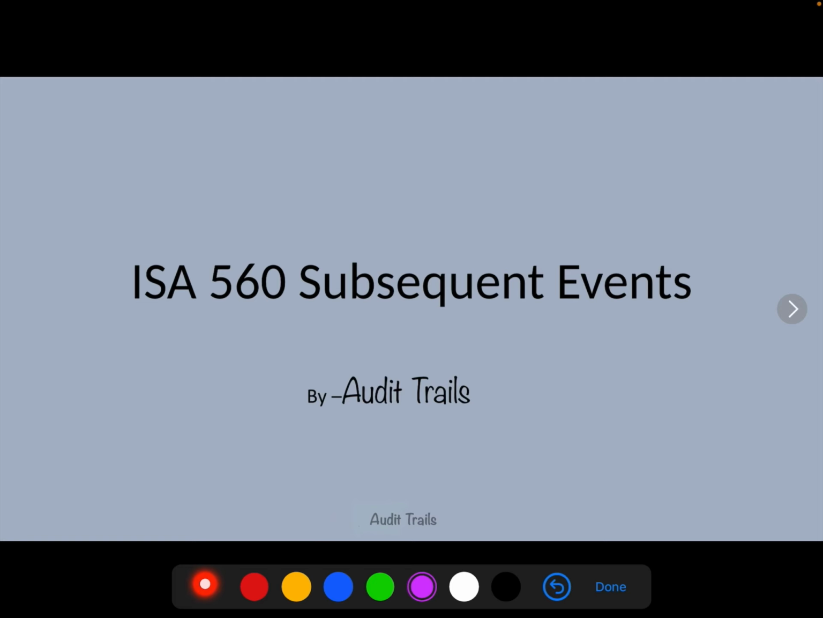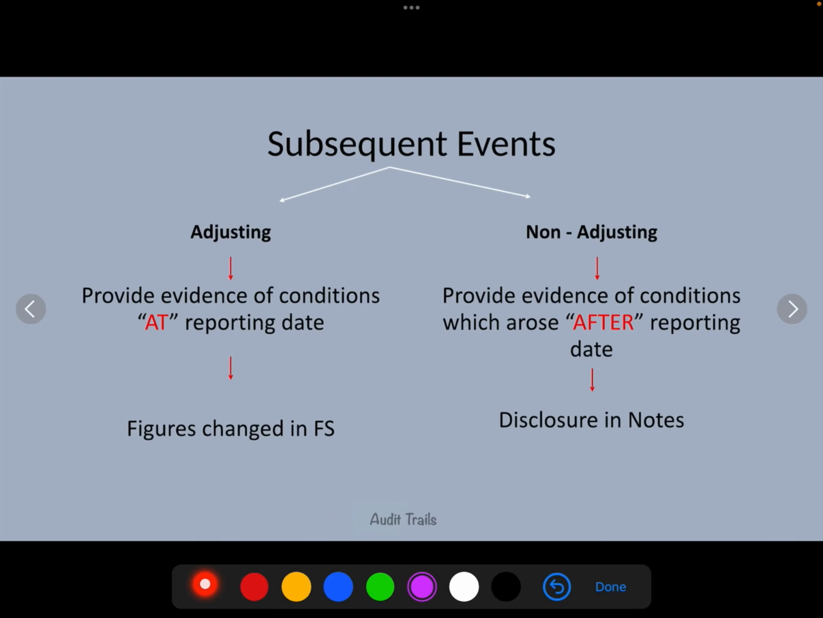Today we'll be talking about ISA 560 subsequent events. Now, financial statements may be affected by certain events that occur after the reporting date, that is, subsequent to our reporting date or year end. So they are called subsequent events. They can be of two types, adjusting and non-adjusting.